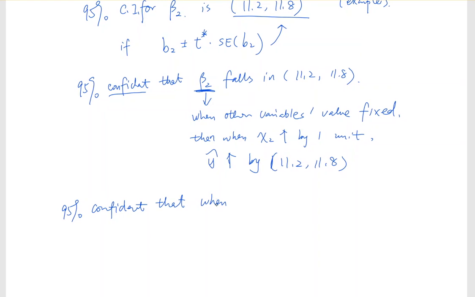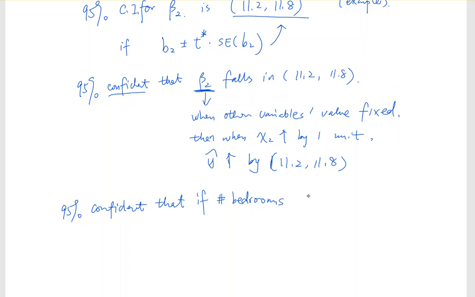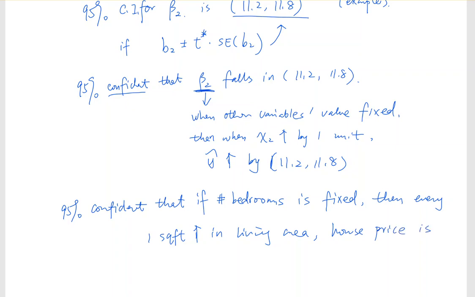if the number of bedrooms is fixed, then for every 1 square foot increase in the living area, the house price is predicted to increase by this range. Got an idea?